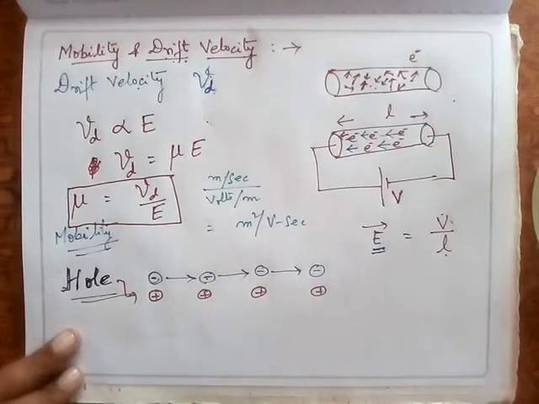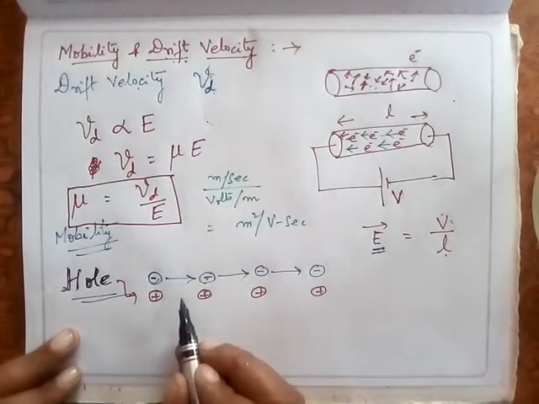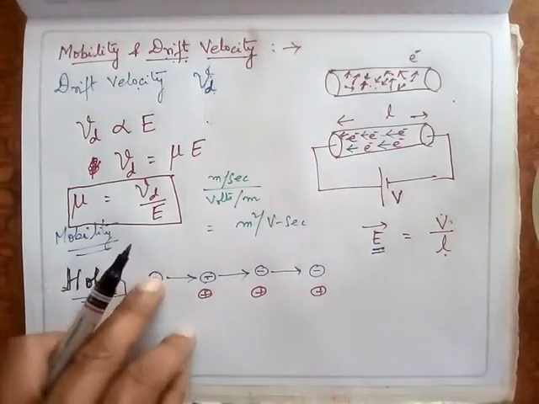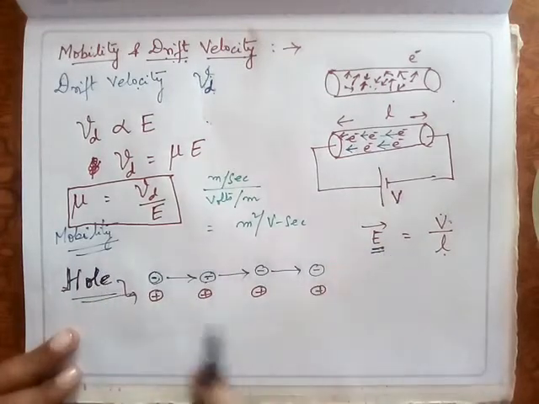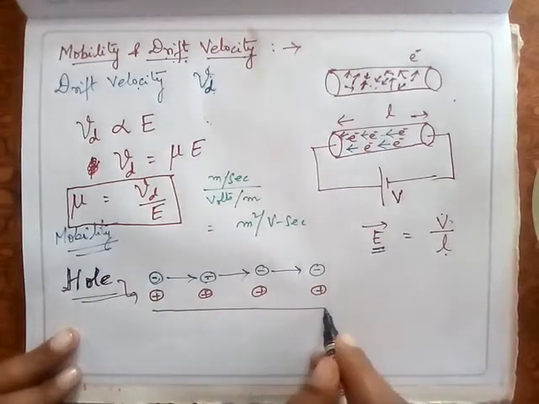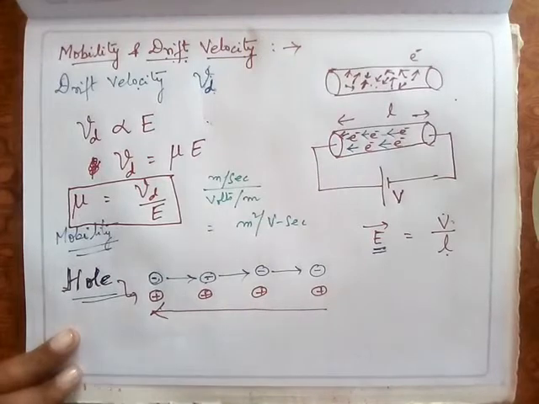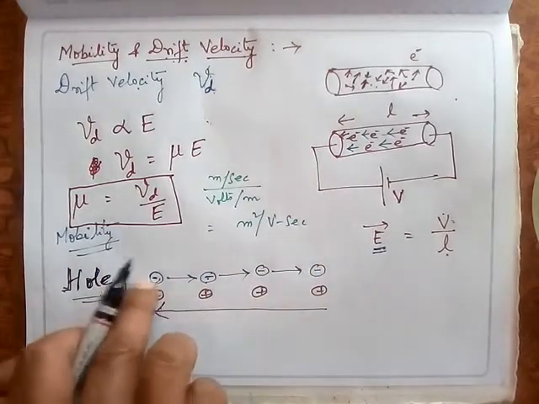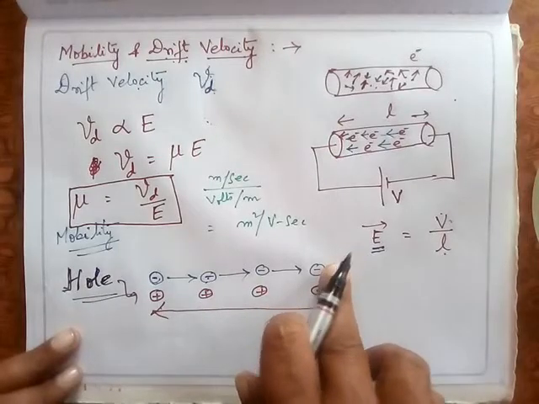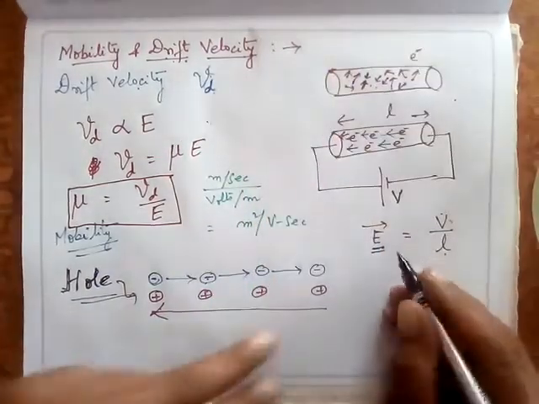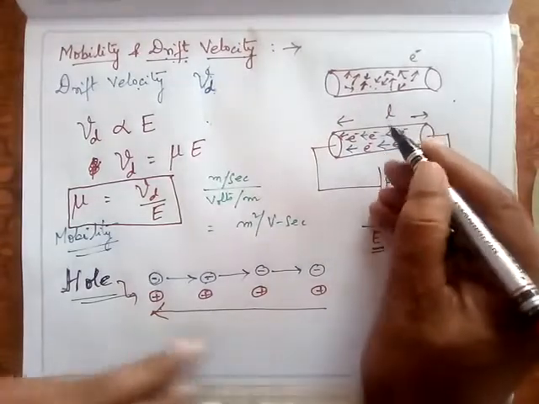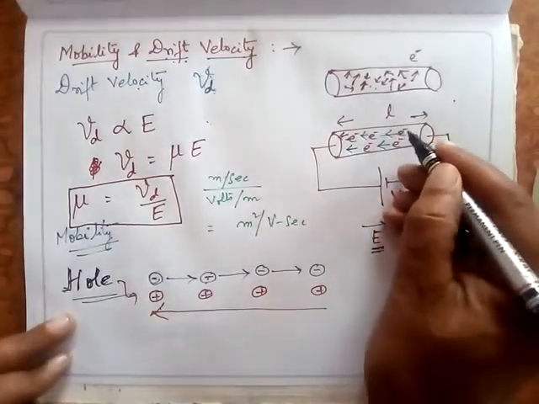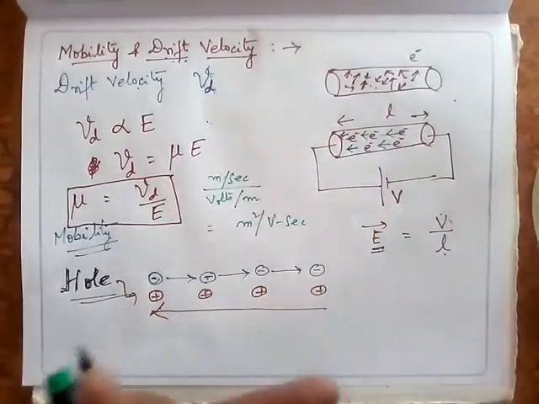Now as far as the direction of movement of the hole is concerned, if the electrons are moving in this direction, apparently the holes are moving in the opposite direction. So the direction of flow of holes is always opposite to the direction of flow of electrons. One more thing, about the conventional current, we say that if electrons are flowing, let's take another figure.